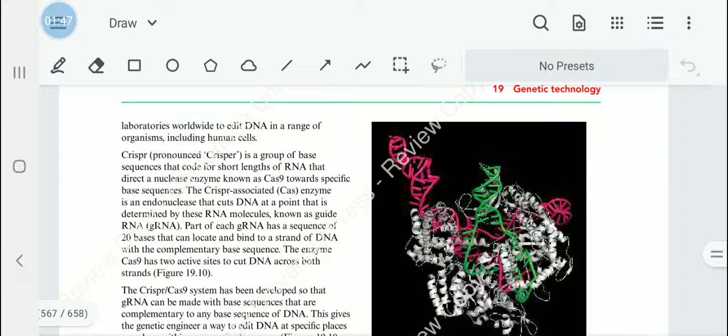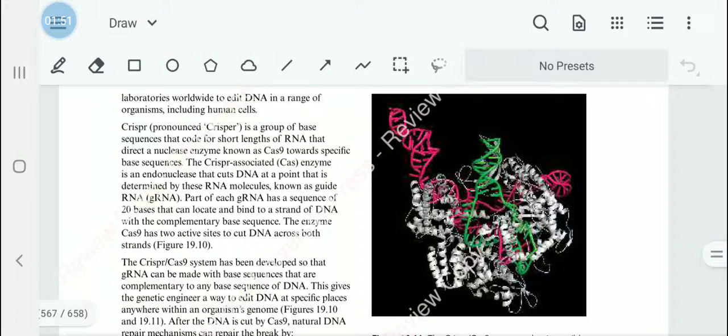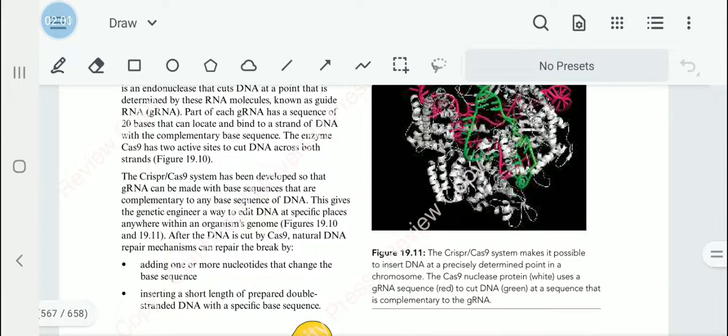The enzyme Cas9 has two active sites to cut DNA across both strands. All of this is an explanation of a very complex process. You do not need to know the process, but you need to know how this CRISPR and Cas9 system can be used for our benefit and to correct any changes that need to be done in DNA.